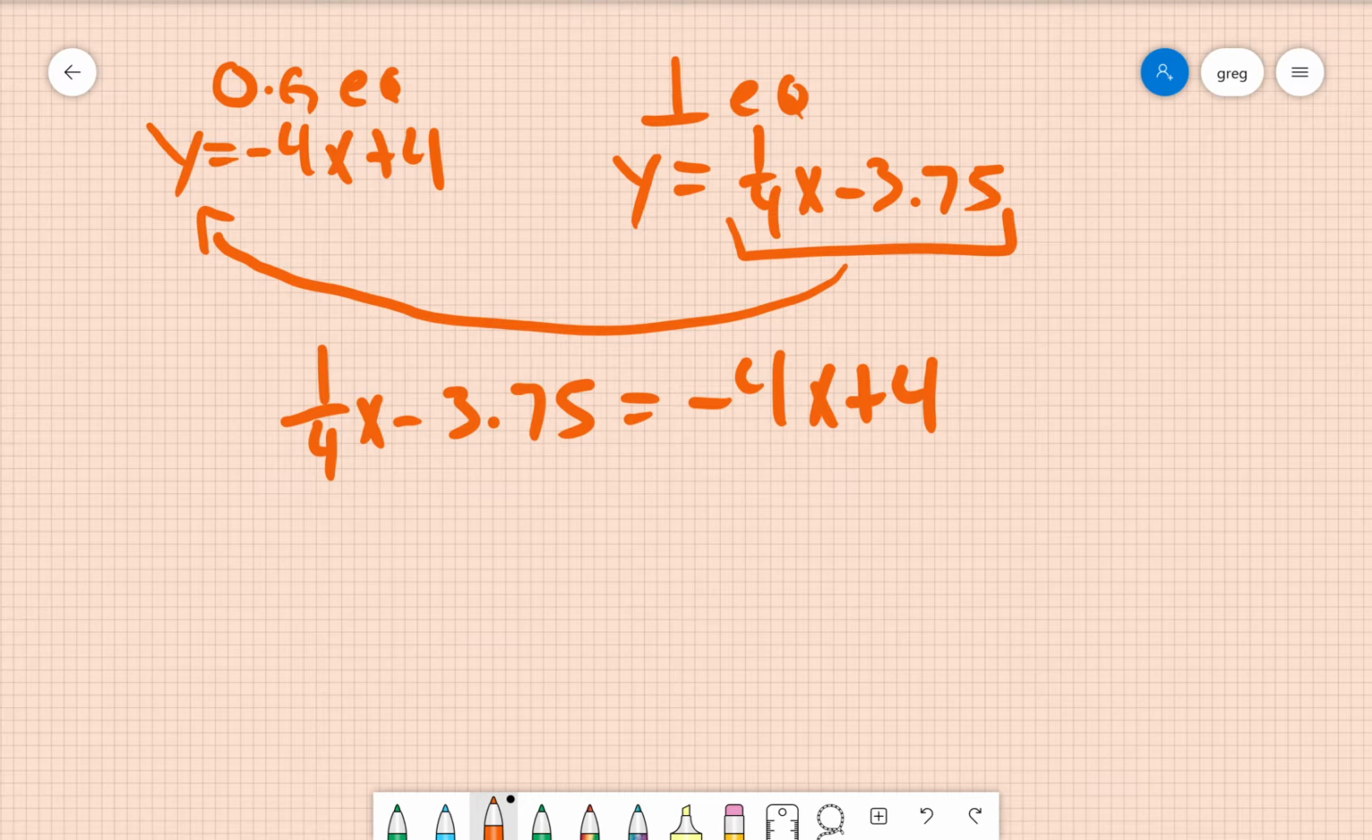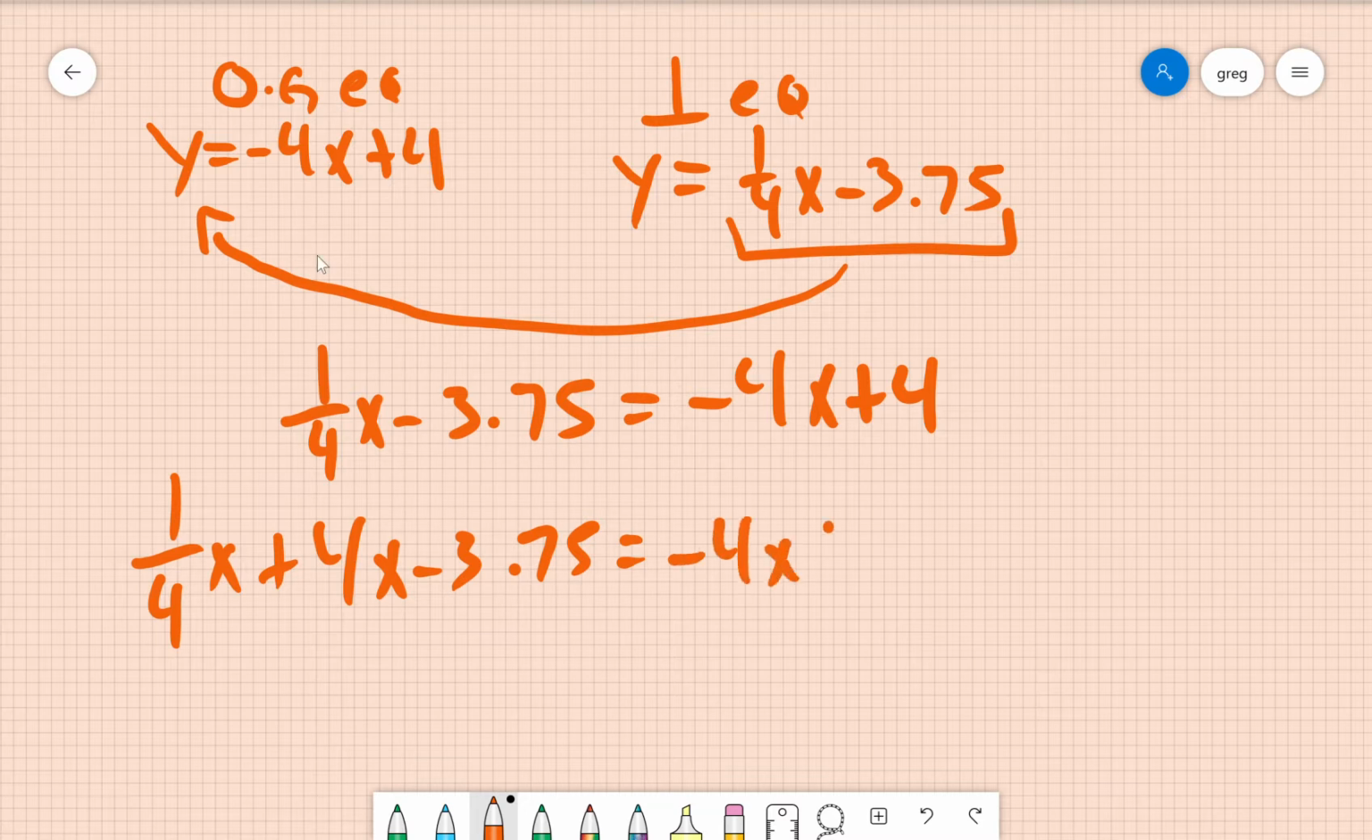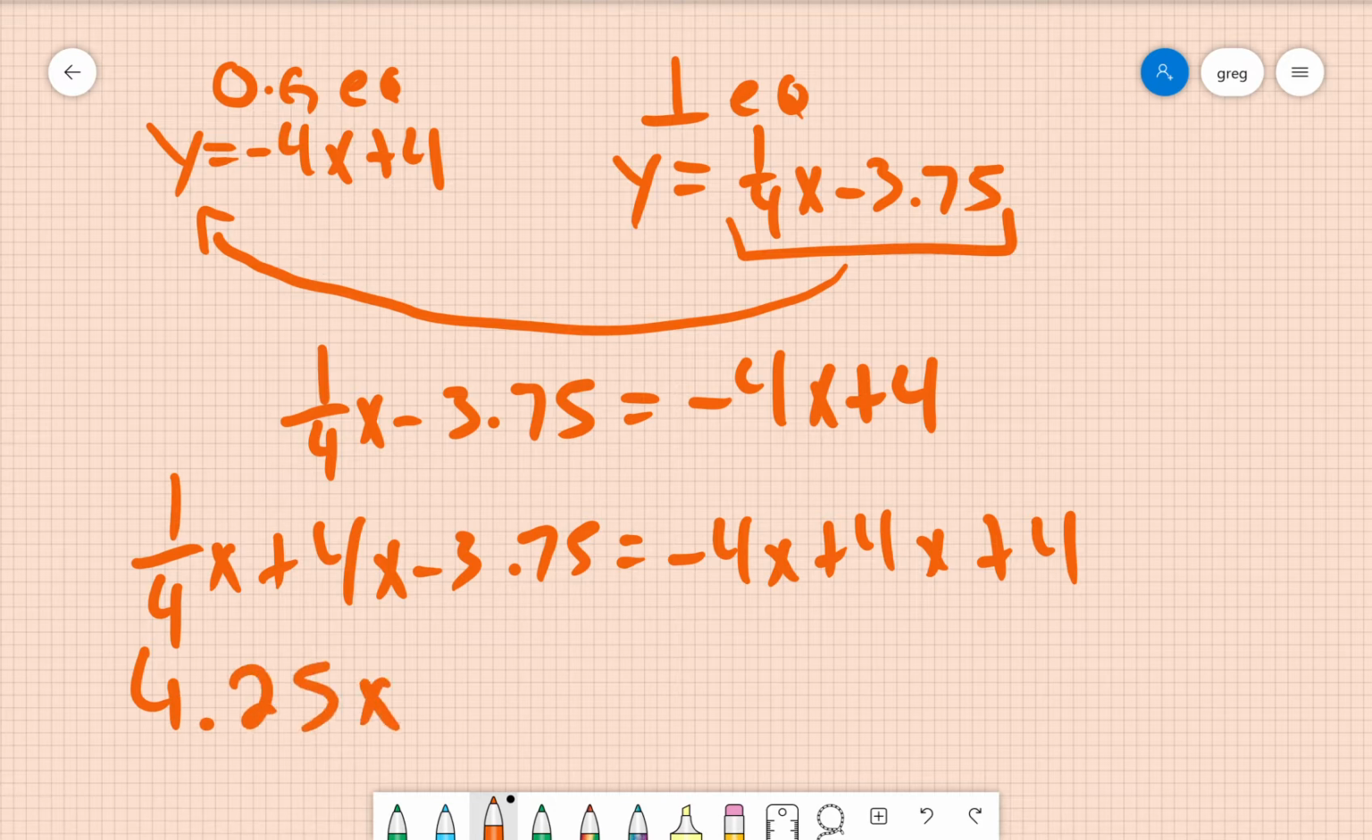I want to combine all of my x's on one side, so I'm going to add 4x to both sides. So I'm going to have 1/4 x plus 4x minus 3.75 equals negative 4x plus 4x plus 4. Moved it on both sides. Now, 1/4 is the same as what? What is that as a decimal? 0.25, right? So I'm just going to go, what's 0.25 plus 4? That's 4.25, so 4.25. This 0.25 is like, a 1/4 is 0.25, like 25 cents. What's 25 cents plus $4? I always think about it like money. This makes it easy for me. So it's $4.25, so 4.25.